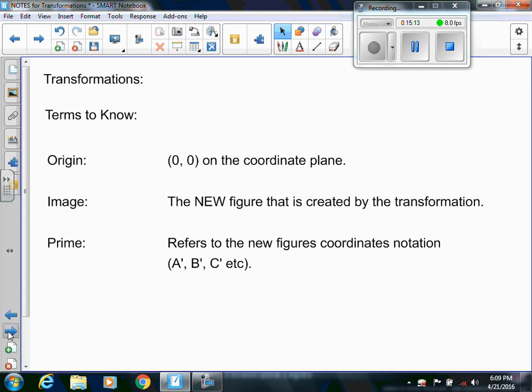Next class, we'll be doing a lot more transformations, actually using graph paper and working on them on our own.